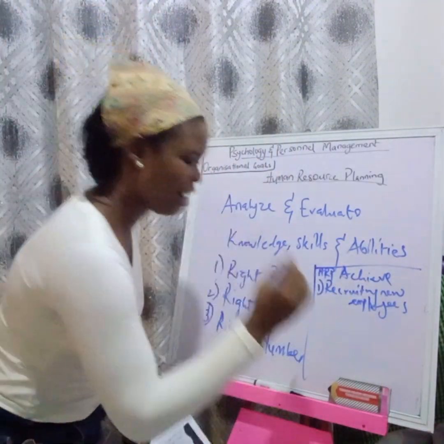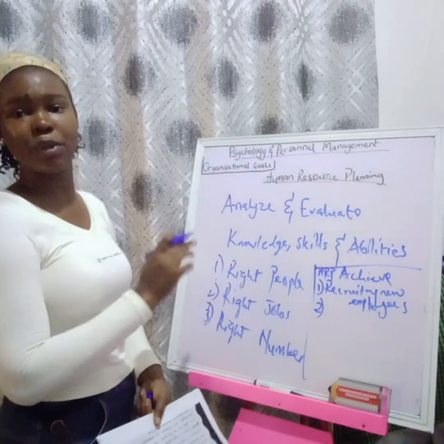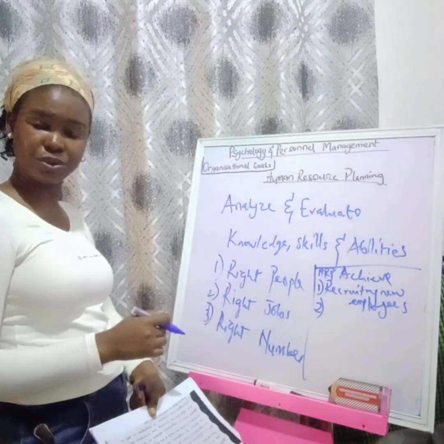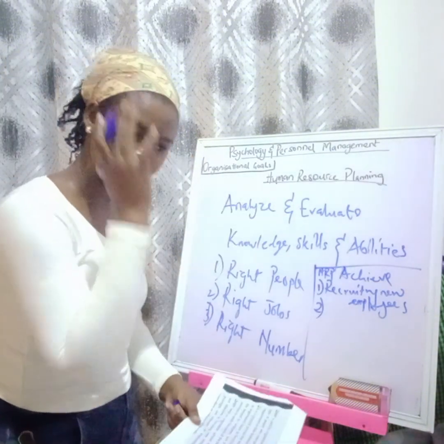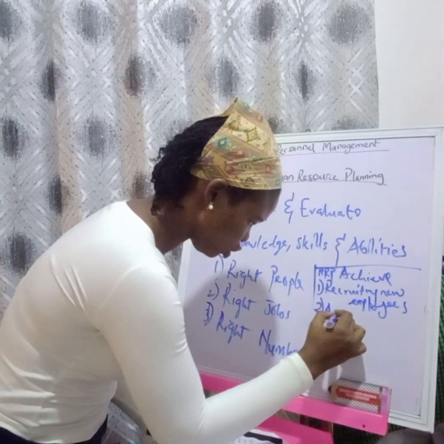Then the second thing, avoiding shortage. Like we said here, the right number. It should not be too many. They should not be too little, so that there will be efficient use of human resources. So avoiding shortages or surplus.